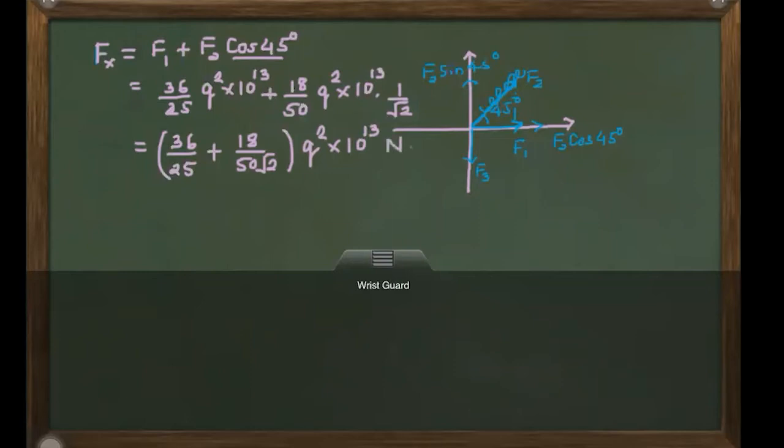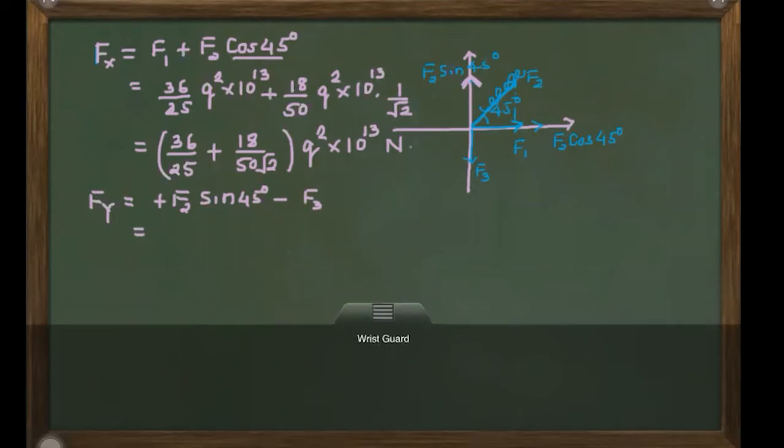This is in Newton. Now, when we calculate y, you can see the f2 sine 45 is in upward direction, and that will be taken positive y, and that's why that will be written as plus f2 sine 45 degree. And f3 is downward, so it will be towards negative y-axis, and that's why it should be taken minus. So value of f2 is known to you.